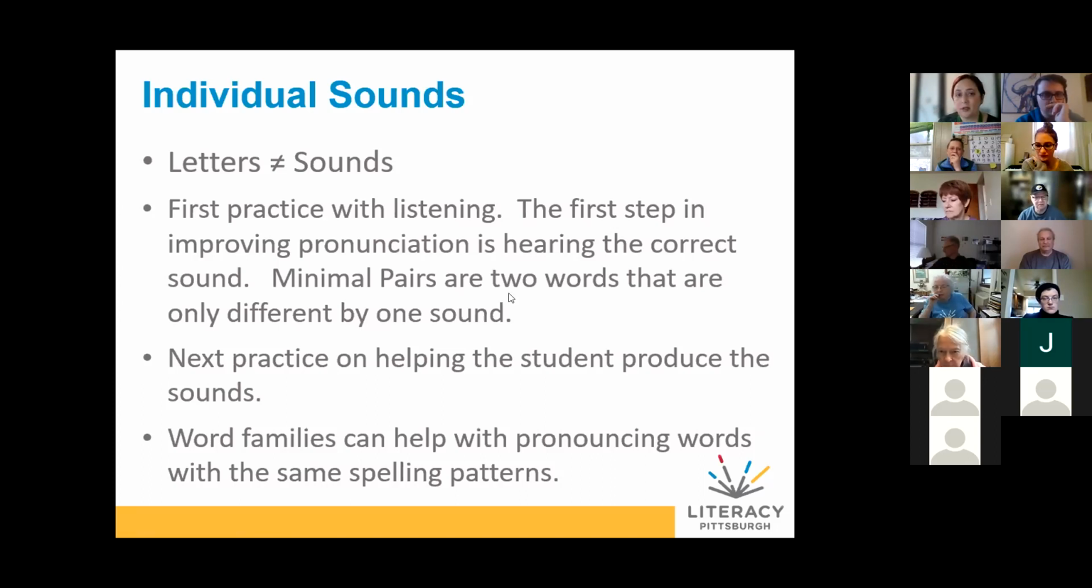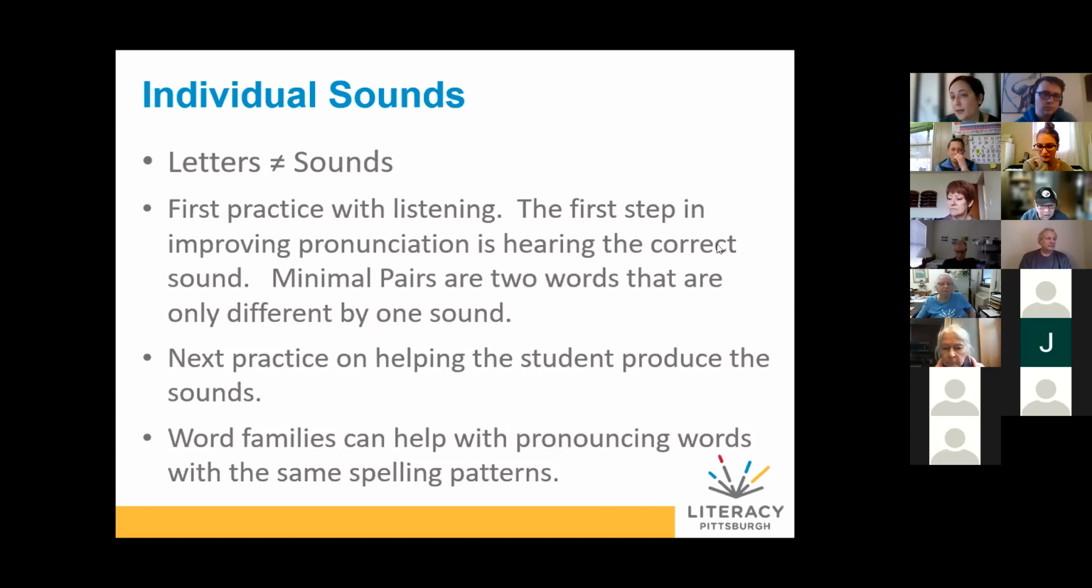Minimal pairs. You may have heard this before. They are 2 words that are exactly the same except for one sound. Okay, we'll talk about this a little more. This is one way of helping your student distinguish sounds. And then first they need to distinguish it, and then they can practice producing it. Okay.